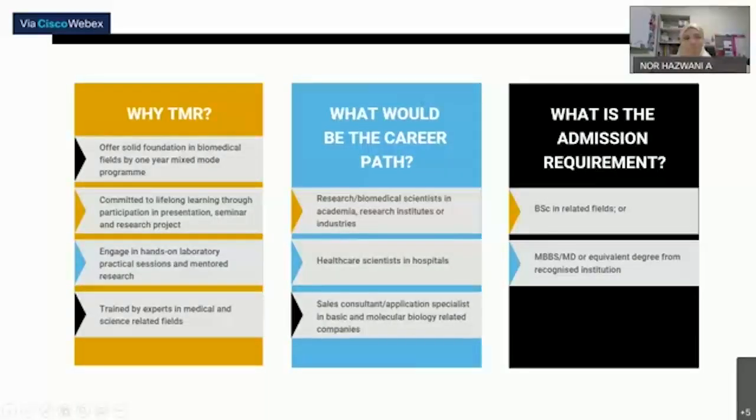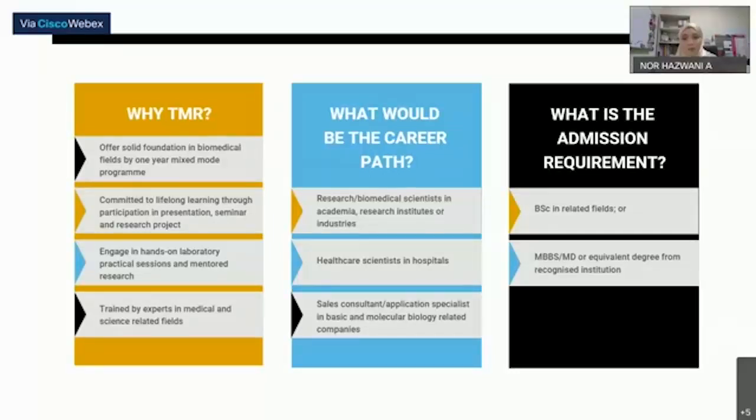These are the commonly asked questions by potential candidates. Why TMR? It offers a solid foundation in the biomedical field through a 1 year mixed mode program. So it can really save your time, and it is very packed and concise. This program is committed to lifelong learning through participation in presentation, seminar, and research project, engaging in hands-on laboratory practical sessions and mentored research, trained by experts in medical and science-related fields.